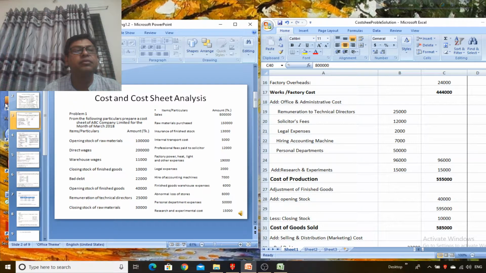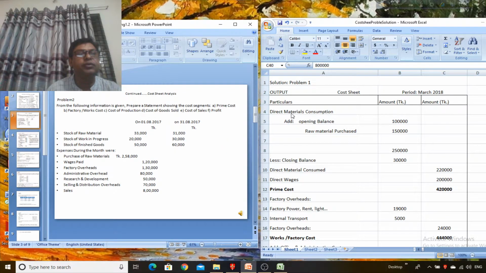Problem 2. In this problem there is some information related to the prime cost, factory cost, cost of production, cost of goods sold, and cost of sales. We have to find all of them. So now what we can do, we can open another page here.